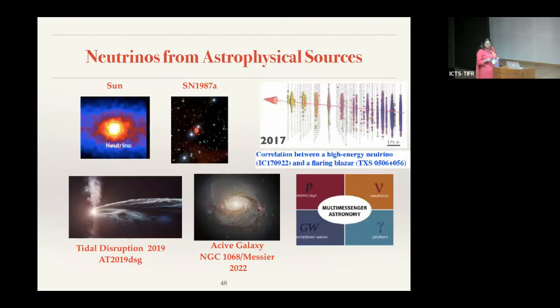So this brings me to the last topic, which is neutrinos from astrophysical sources. We have observed solar neutrinos. We have observed neutrinos from SN 1987A. Then IceCube has found correlation between high energy neutrino and blazar, a tidal disruption event, active galaxy. This is very new. The paper came 4th November.